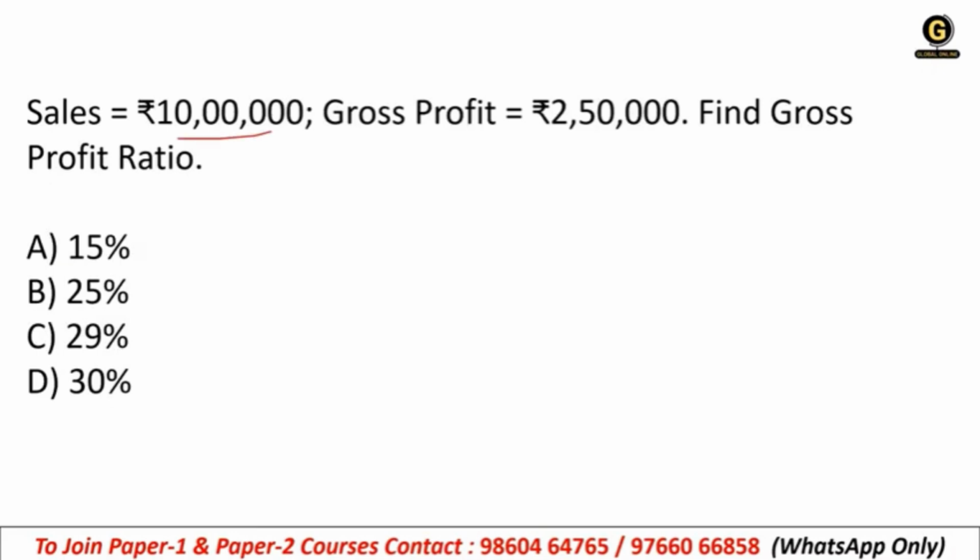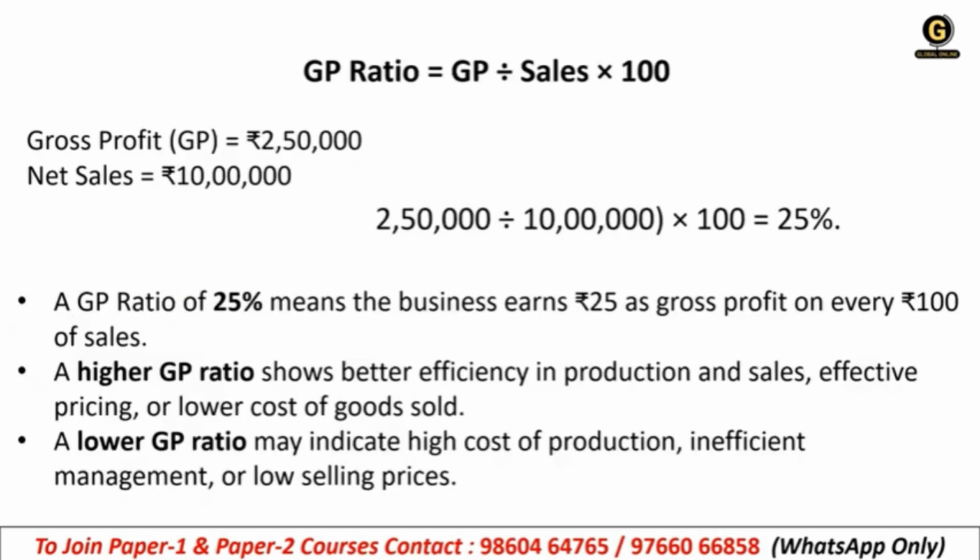Sales are 10 lakh, gross profit is 2,50,000. Find the gross profit ratio. What will be the gross profit ratio? 15%, 25%, 29%, or 30%? We have discussed what gross profit ratio is and how we calculate it in the previous sessions. So the right answer is 25%.